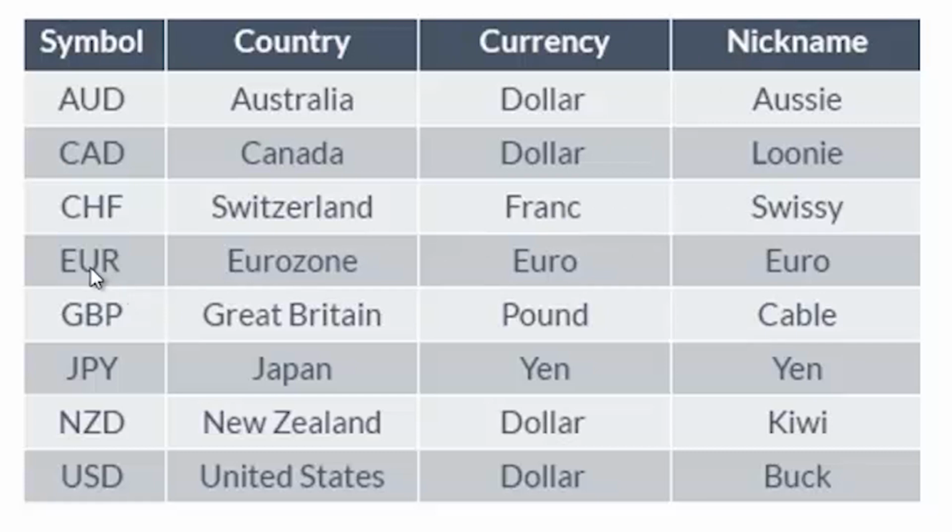We have EUR, Eurozone, Euro, and the nickname is Fiber. We have GBP, Great Britain, and their currency is pounds. Then the nickname is Cable. We also have JPY, which is Japan. Their currency is yen, while their nickname is yen. We have NZD, which is New Zealand dollar. The currency is dollar, while their nickname is Kiwi. We also have USD, which is United States. Their currency is dollar, while the nickname is Buck. These are the major currencies in the world.